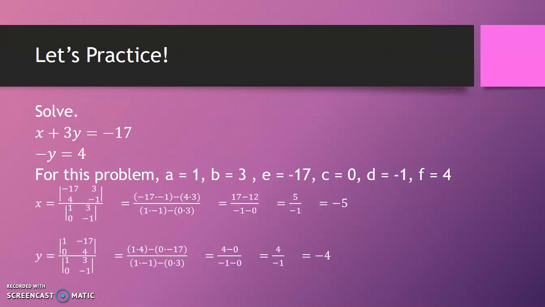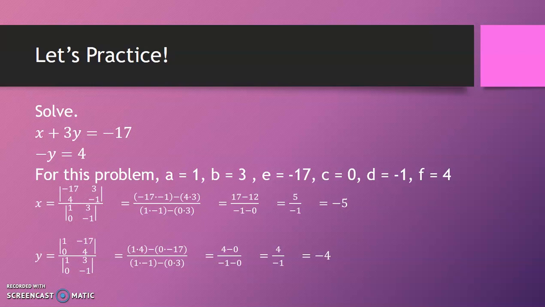So I have x and y both written out up here. Again, you guys can see that the bottom portion is the exact same for both of them. The top is the only thing that changes. So if you went back and you looked at Cramer's rule, I'm just pulling those letters to match that pattern that I showed you, and then I'm evaluating. So for x, on the top, I get 5, and on the bottom I get negative 1. So 5 divided by negative 1 is negative 5. For y, 4 over negative 1 is negative 4. So x would be negative 5, and y would be negative 4.